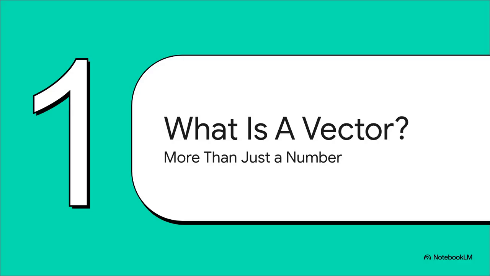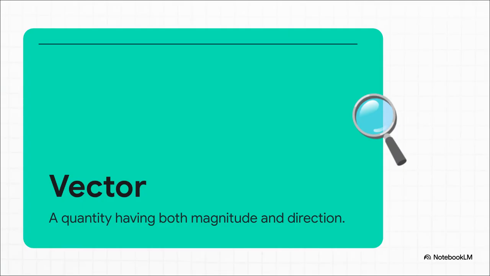So, first things first, what even is a vector? You've probably heard the word thrown around, but it's way more than just a number on a page. This is the absolute key. See, a normal number, what we call a scalar, just has a size, a magnitude. But a vector has both a magnitude and a direction. Think of it like this. Saying 60 miles per hour is a scalar, but saying 60 miles per hour north, now that's a vector. It tells you how fast and, just as importantly, which way you're going.